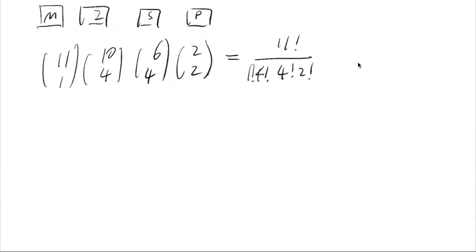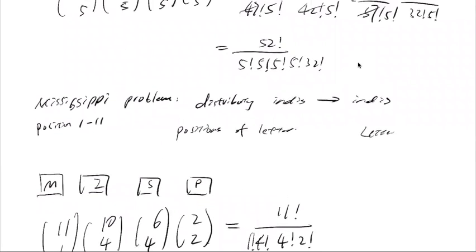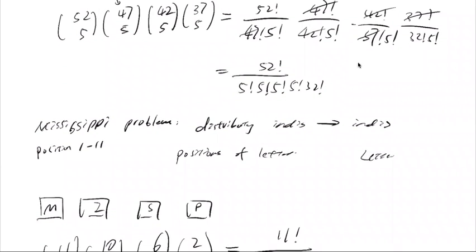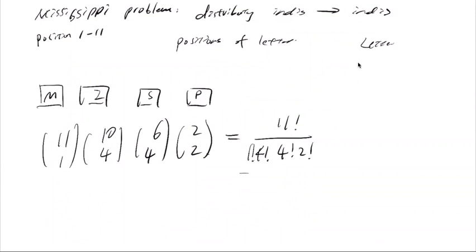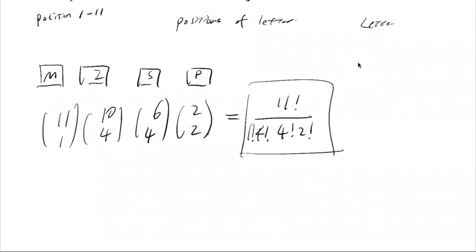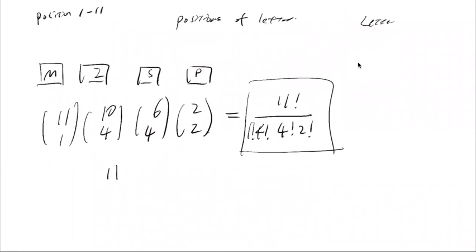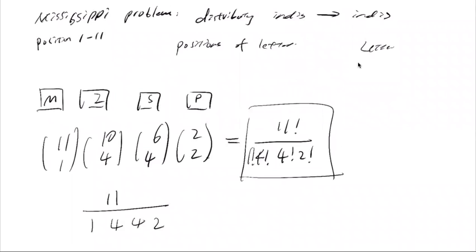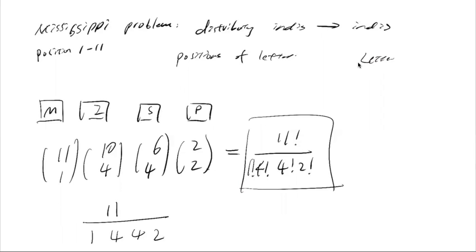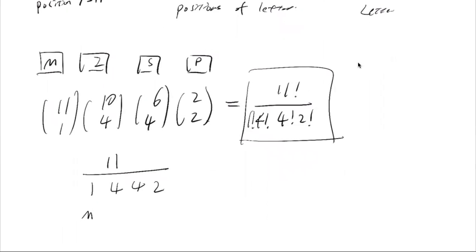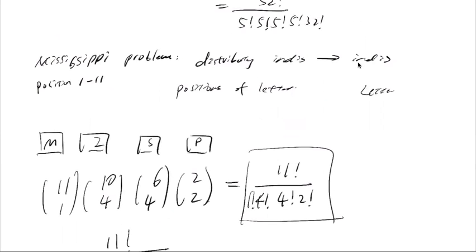Okay, just add a comment on the previous video: why is this equation good? It's because 11 just stands for the 11 balls, and then 1, 4, 4, 2 are how many letters were sent into the box. So this is just M, 1M, 4I, 4S, and 4P.